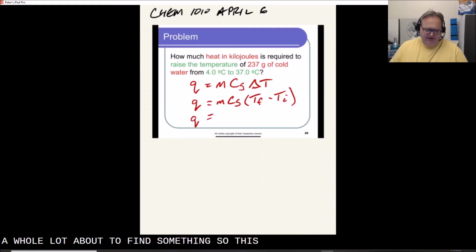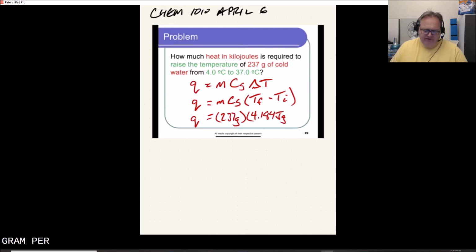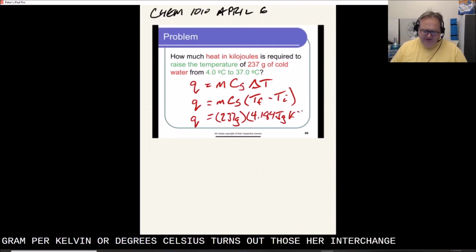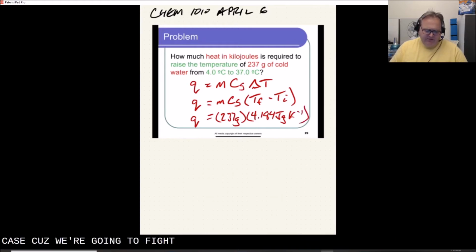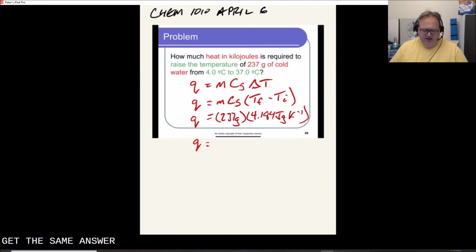So in this particular case, we're talking about 237 grams of water. The heat capacity of water happens to be 4.184 joules per gram per Kelvin or degrees Celsius. Turns out those are interchangeable in this case, because when we're talking about changes in temperature, that's the one time we could leave things in degrees Celsius and get the same answer.